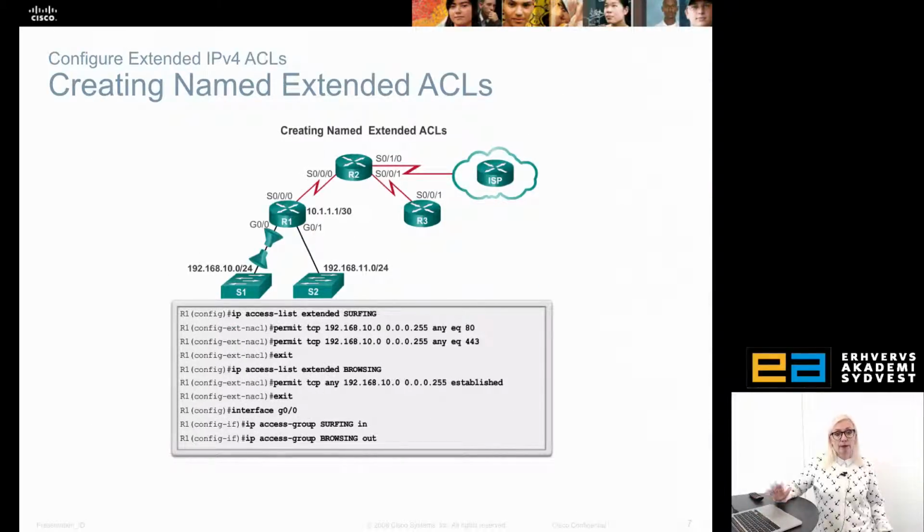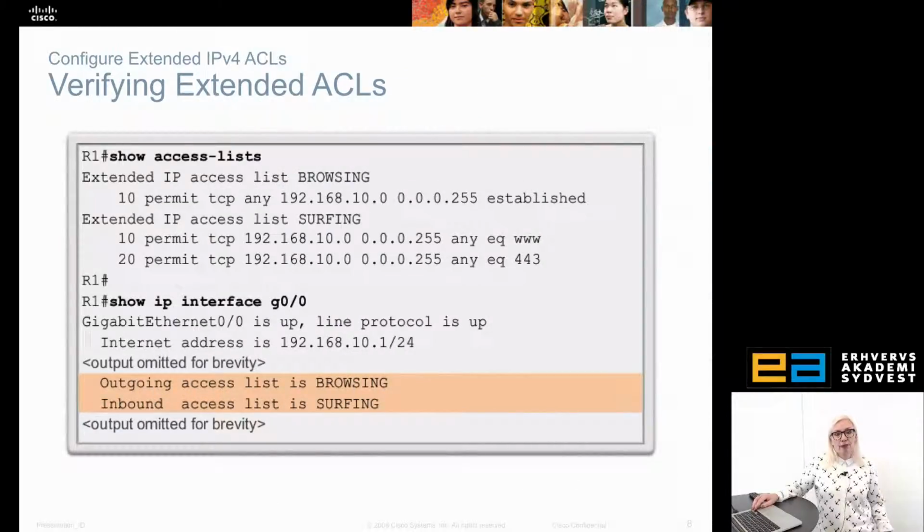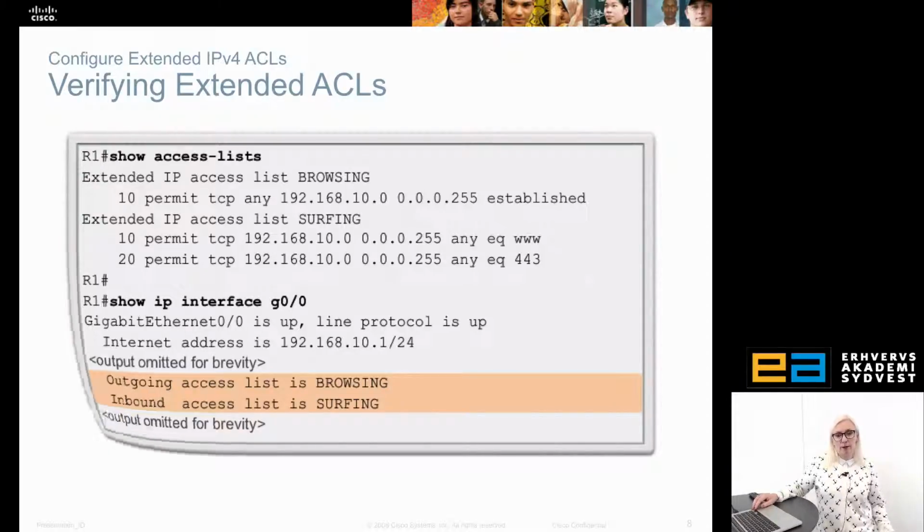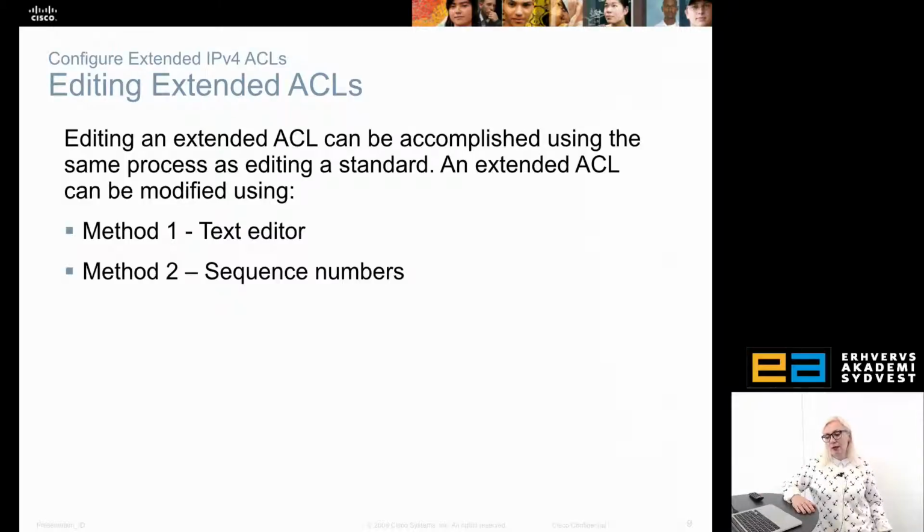You can also create an extended list with a name instead of a number. If you just give it a number, then the number will decide whether it is an extended or a standard list. If you do a named one, for instance called surfing, then you need to specify whether it is an extended or a standard list. To verify it, you do the command show access list, and you will see which access list you have made, and you can go into your interface and see whether you have an access list in or out.